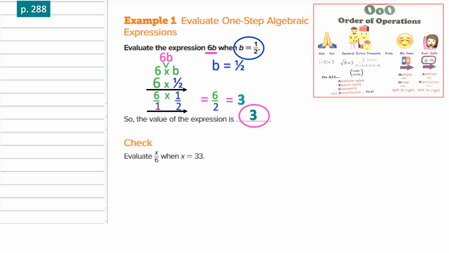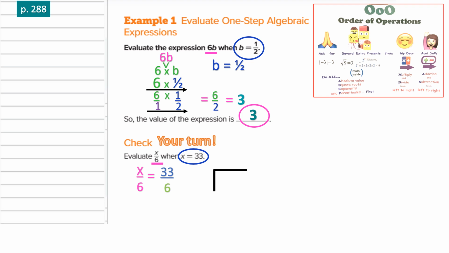So I want you to try this next one on your own. Go ahead and do the math and then come back and check with me after you get an answer. Let's see how you did. So hopefully you started and you looked at x over 6. You know that that's a fraction and therefore it's division. And you are going to substitute the 33 in place of the x. And therefore you ended up with 33 over 6.